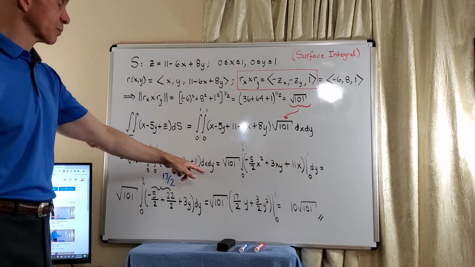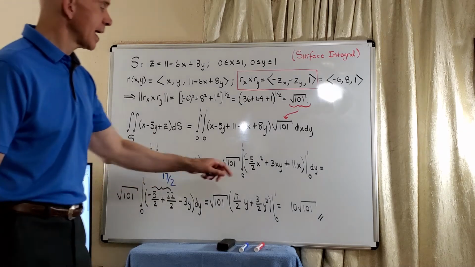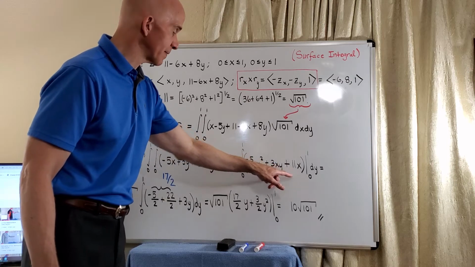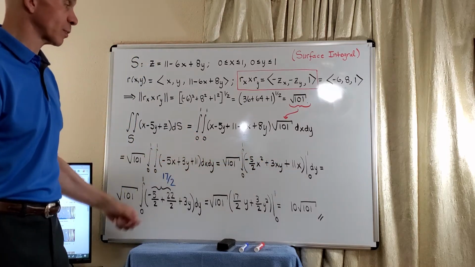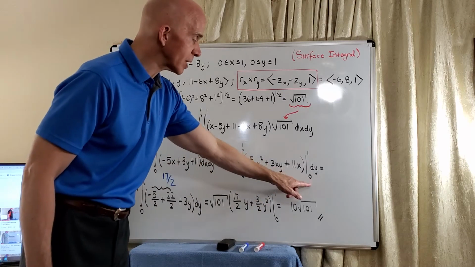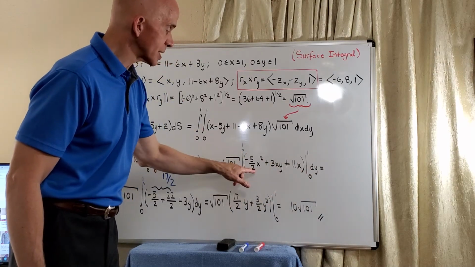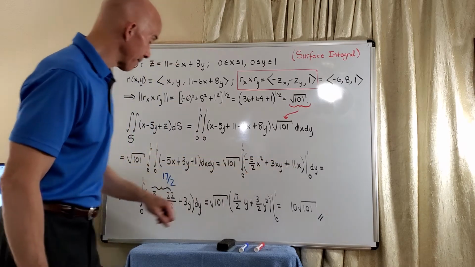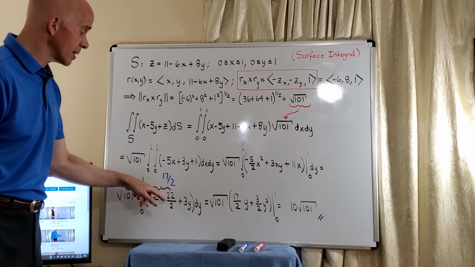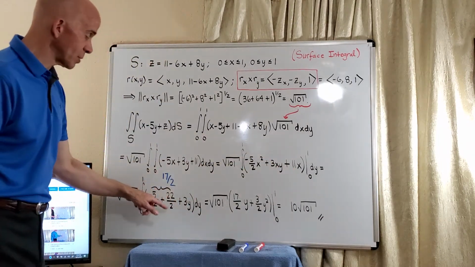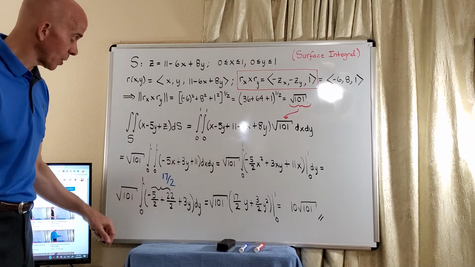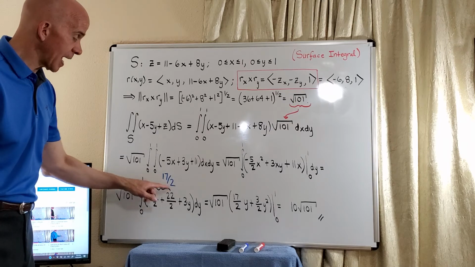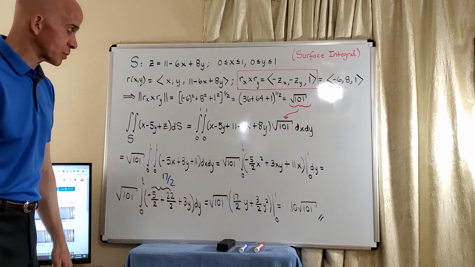And now we integrate with respect to x. This order is fine. And then we get negative 5 halves x squared plus 3xy plus 11x. That is integrating all of these terms with respect to x. And of course the lower limit zeroes out everything. So we're just left with a negative 5 halves plus an 11 plus a 3y. Now, what I've gone ahead and done here is I just write the 11 as 22 over 2 to get a common denominator. So we have the square root of 101 times the integral from 0 to 1 of 17 halves plus 3y integrated with respect to y.